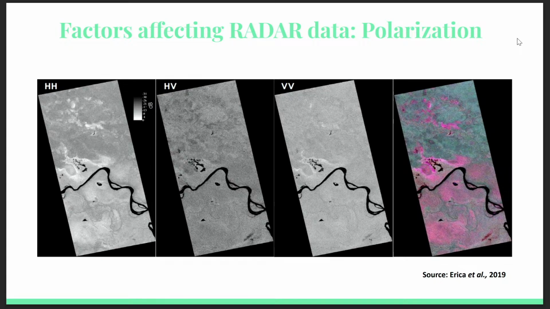Yeah, so earlier we used to use different wavelengths. Here we are using different polarizations, because for each polarization mode we get one image. Vertical send, vertical receive, one image; vertical send, horizontal receive, one image; horizontal send, horizontal receive, one image. So those three can be combined to create a false color composite.